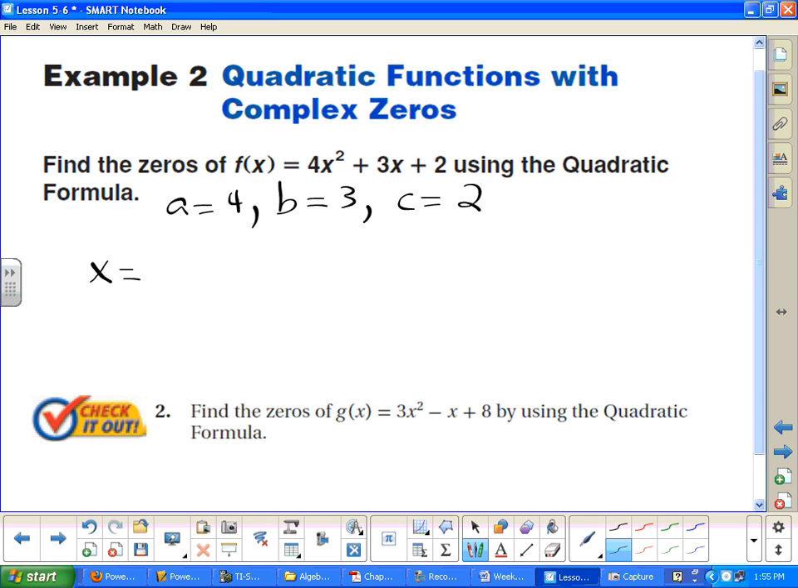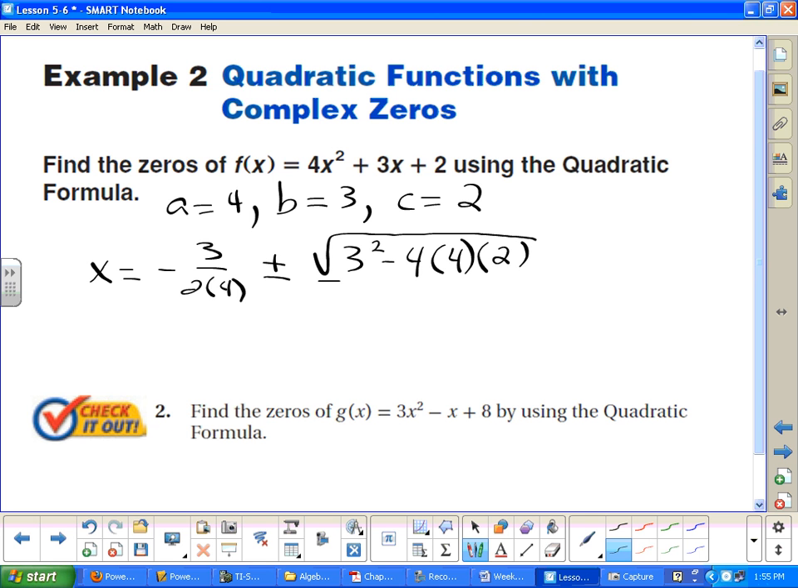So x equals negative 3 over 2 times 4, plus or minus the square root of 3 squared minus 4 times a, which is 4, times c, which is 2, over 2 times 4. So we get x equals negative 3/8 plus or minus, and here we're going to get 9 minus 32, right? What's 9 minus 32? Okay, so we get the square root of negative 23 over 8.